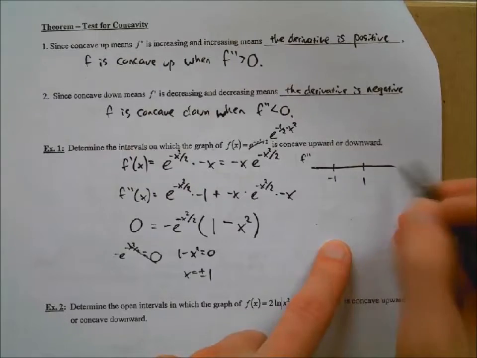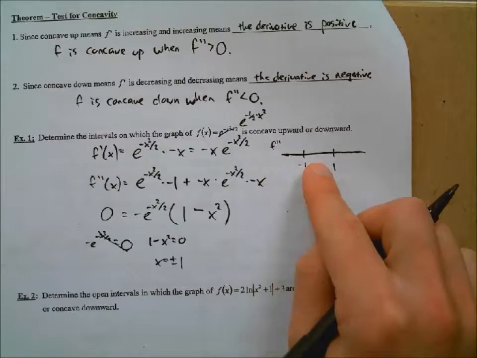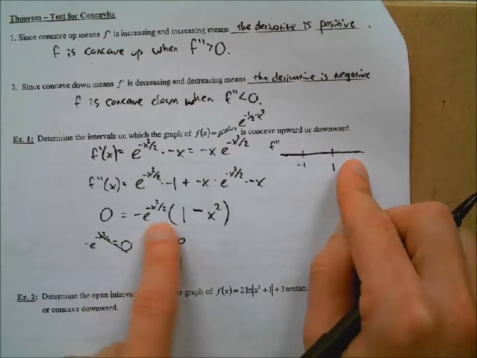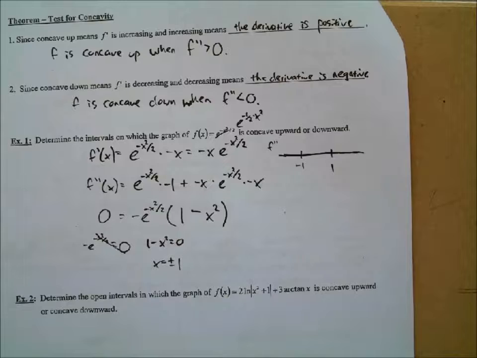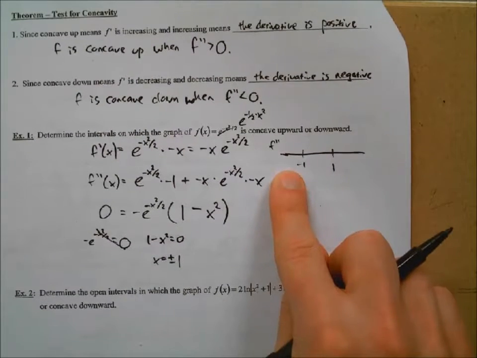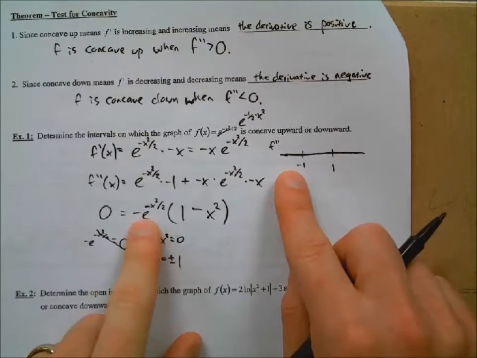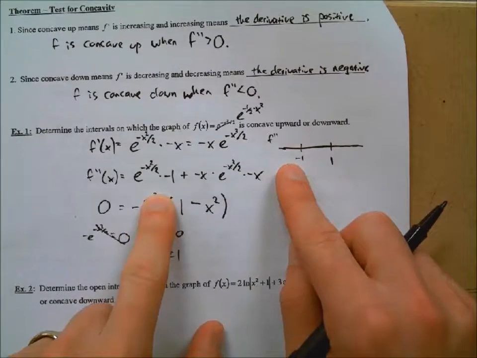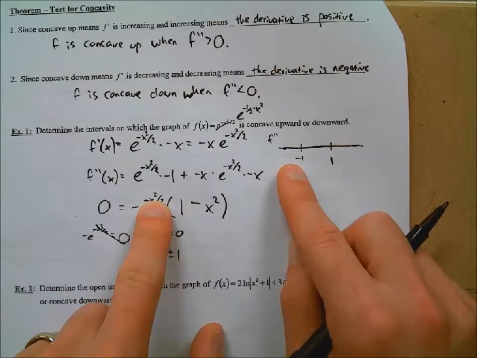I'm going to put a little f double prime up here to remind you that we're checking the numbers back in our second derivative. So let's pick a number here. We'll say negative 2. We're going to plug negative 2 in here. Negative 2 squared is 4, divided by 2 is 2, but it's negative 2. So it's e to the negative 2. But it's a negative e to the negative 2.